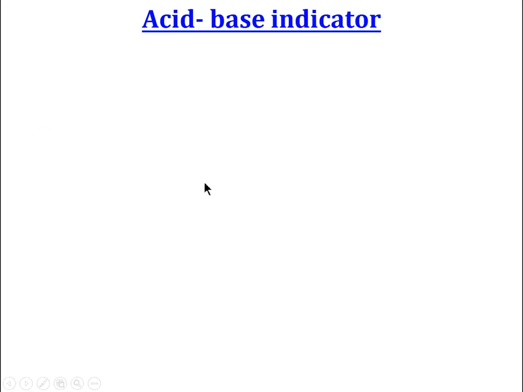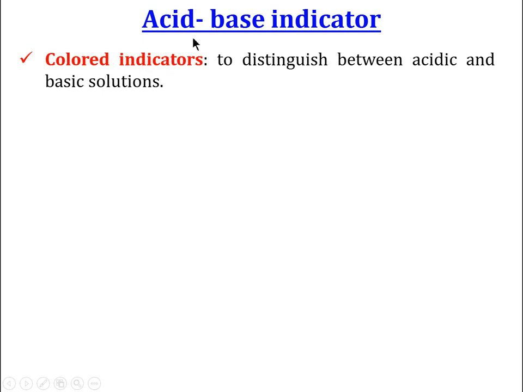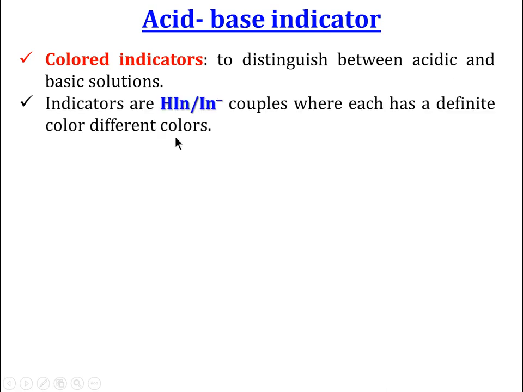Acid-base indicator. An indicator is a substance used to distinguish between acidic and basic solutions. The indicator is a mixture of the acid and its conjugate base, HA and A minus. In the case of an indicator, it's preferred to write the notation HIn and In minus, where HIn has a color 1 and its conjugate base In minus has another color.